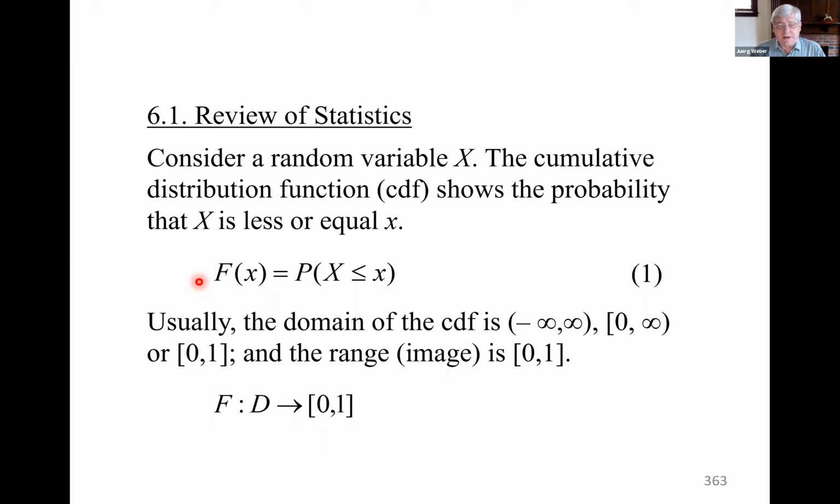So be careful here. It's a common notation. For the random variable, we use a capital X. And for some critical value or some specific value of the random variable, we use a lowercase letter. So here it's a probability that this random variable takes a value of less or equal this critical value. This probability is actually shown by the cumulative distribution function.